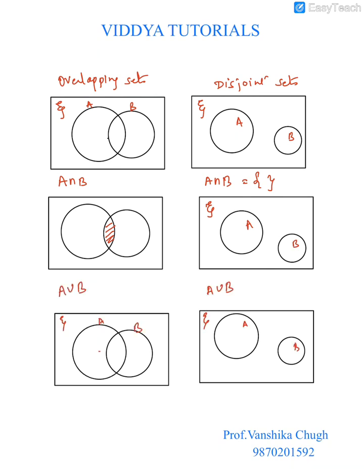Next, we will learn how to represent A union B in overlapping sets. A union B means all the elements of set A and set B. So to represent A union B in an overlapping set, I will just shade the entire region of both the sets. This is how A union B is represented in overlapping sets. In disjoint sets, I will represent A union B by just filling up both the circles, all the elements of A and all the elements of B. So in this image you have understood how to represent overlapping and disjoint sets, intersection and union in both the cases.